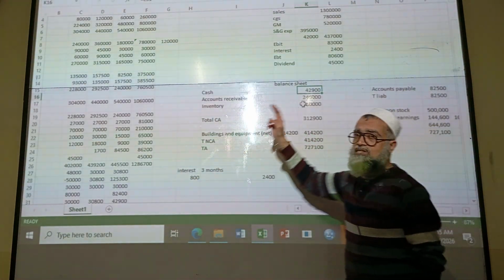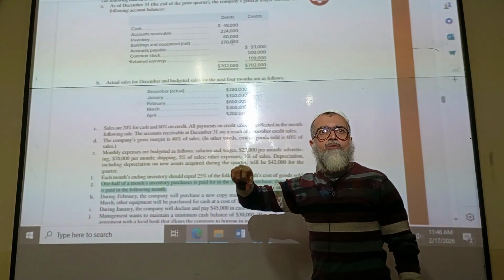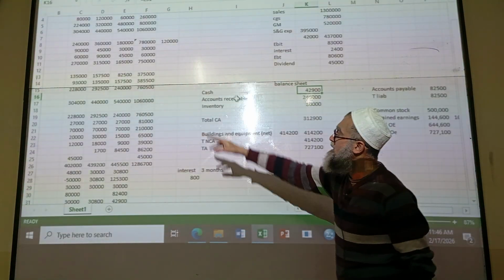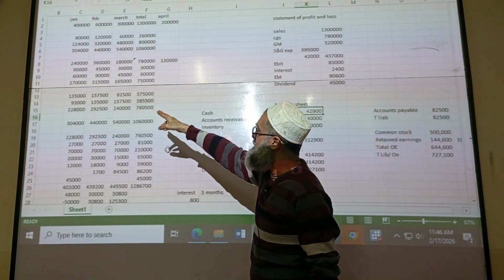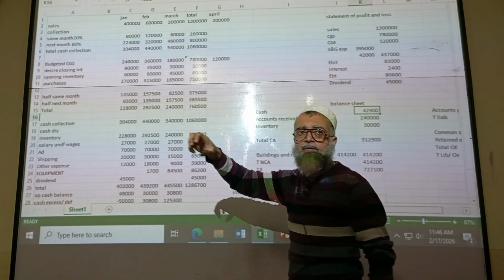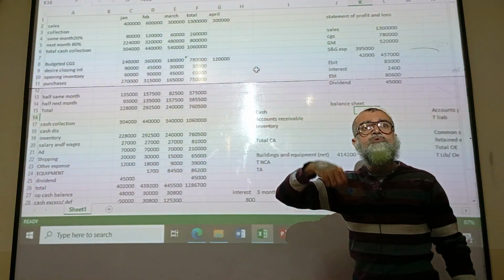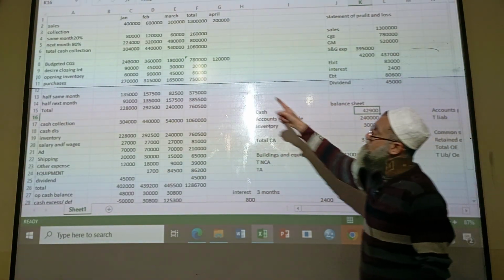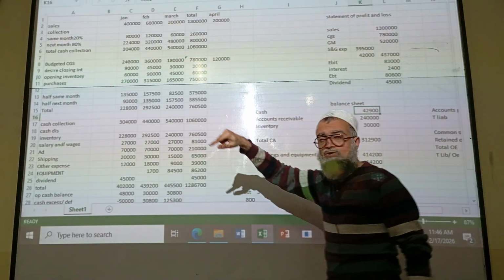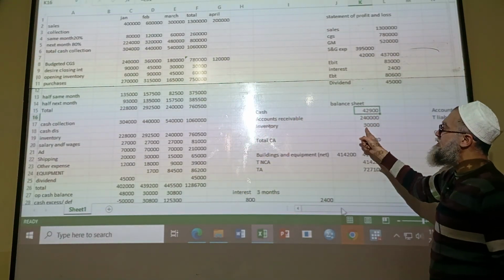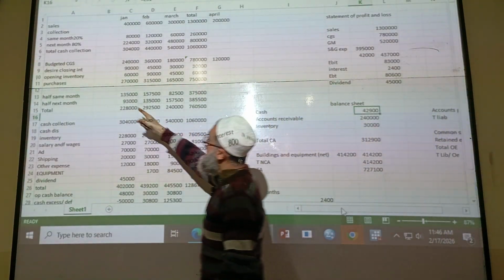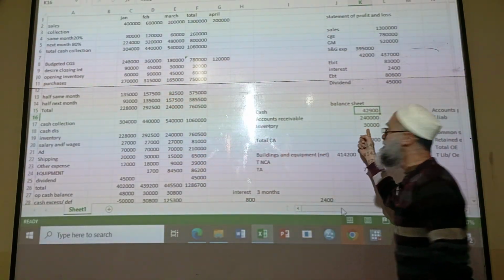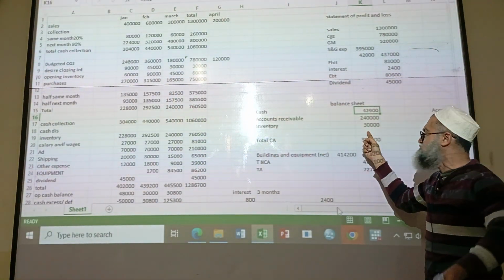Account receivable. This is the amount which you still need to get from your customers. Now this you will get from your cash collection. In your cash collection, after your sales, 20% was on cash, 80% you need to collect. So this is that 80% figure of the last month. So in the last month you had sales of 300,000, 20% you have collected, this is your 80%. Inventory. Inventory is the desired closing inventory. So this last figure is your inventory for the whole quarter, on the last day of the quarter.